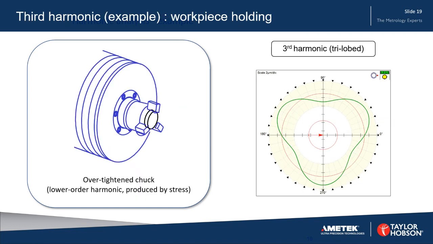Third harmonic here, another example, is for workpiece holding. We've got a chuck there holding a component, and what's happening is there is too much pressure being applied to this component, and this stress on the component causes this lower order harmonic, the third harmonic in this case, because there are three jaws to the chuck, and you can see 1, 2, 3 areas where that has caused the problem. And so we say that's the third harmonic, or a trilobed component. And again, that's come from the manufacturing process.